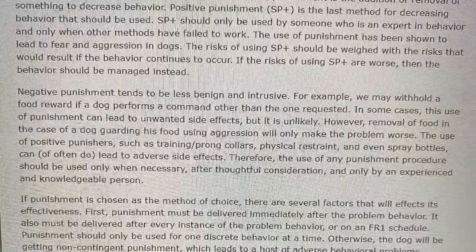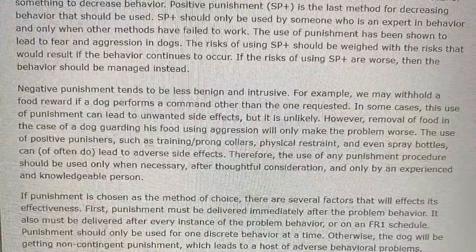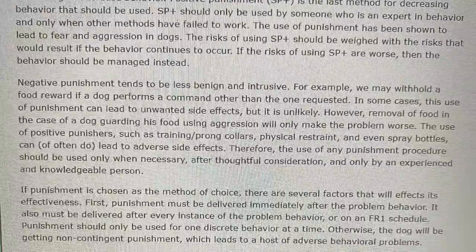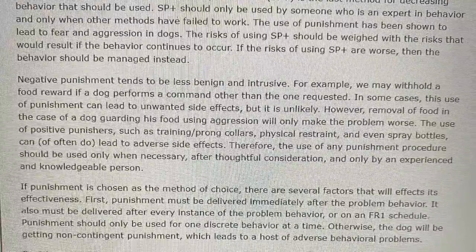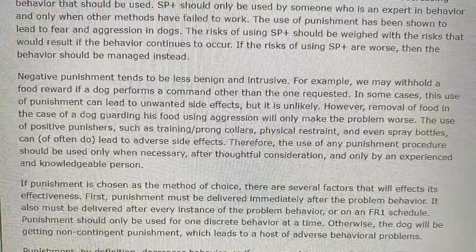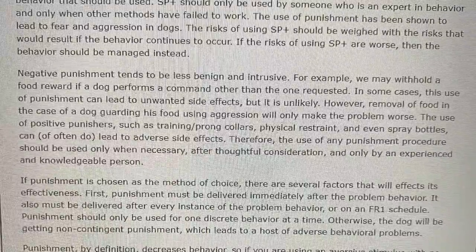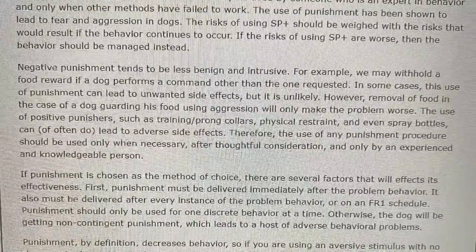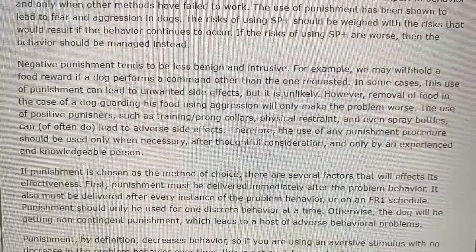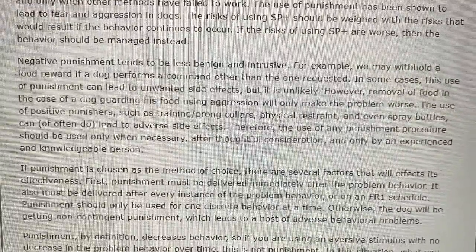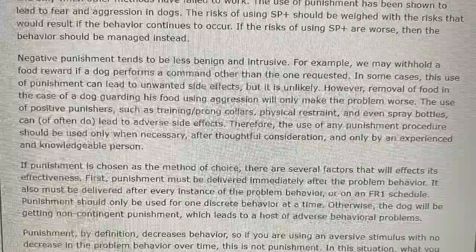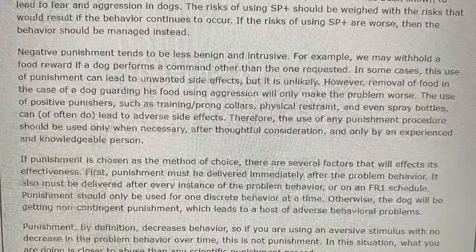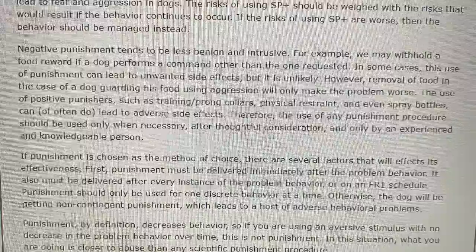Negative punishment tends to be less benign and intrusive. For example, we may withhold a food reward if a dog performs a command other than the one requested. In some cases, this use of punishment can lead to unwanted side effects, but it is unlikely. However, removal of food in the case of a dog guarding his food using aggression will only make the problem worse. The use of positive punishers such as training/prong collars, physical restraint, and even spray bottles can, and often do, lead to adverse side effects.